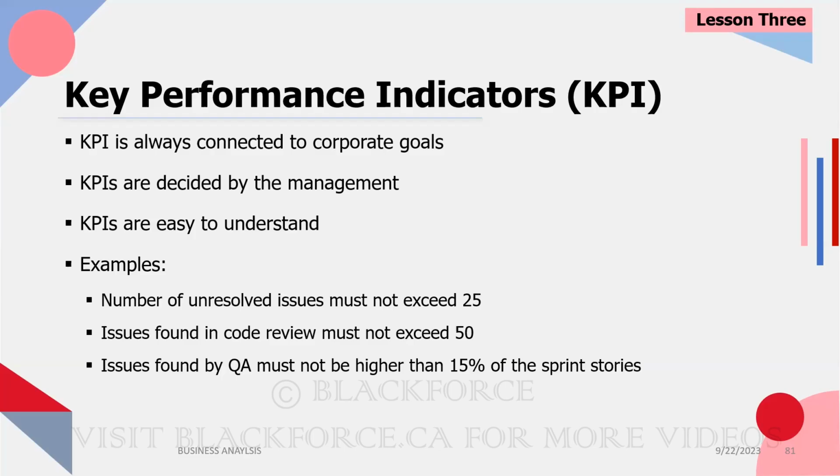KPIs are easy to understand. Anybody should be able to read it and say, this is what we are talking about. Okay? So examples: number of unresolved issues must not exceed 25 at any point in time. Issues found in code review must not exceed 50 at any point in time. Issues found by QA must not be higher than 15% of the sprint stories for every sprint.